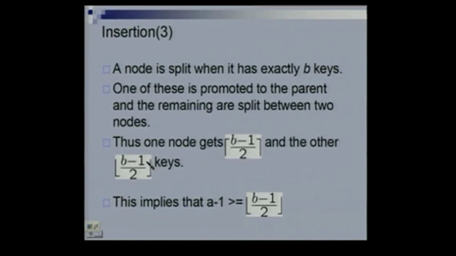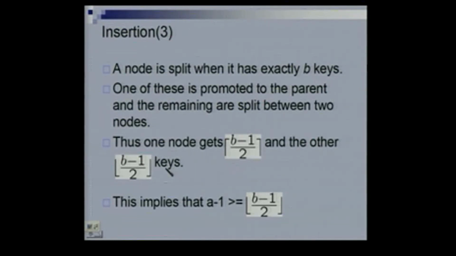If B minus 1 by 2 is an integer, then both of these are the same. But if it is not an integer, then one side gets one more, like in the case of a 2,4 tree. B is 4 in a 2,4 tree. So you had 4 minus 1 by 2, which is 1.5, which means one side was getting 2 keys and the other side was getting 1 key. 1.5 rounded up is 2 and 1.5 rounded down is 1. So one node gets this many keys and the other gets so many keys.